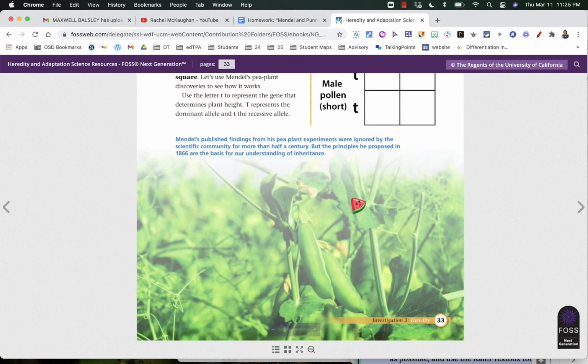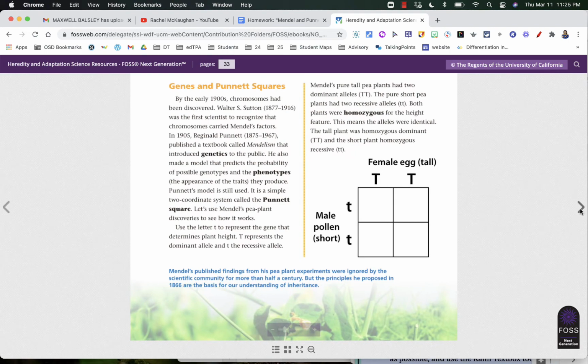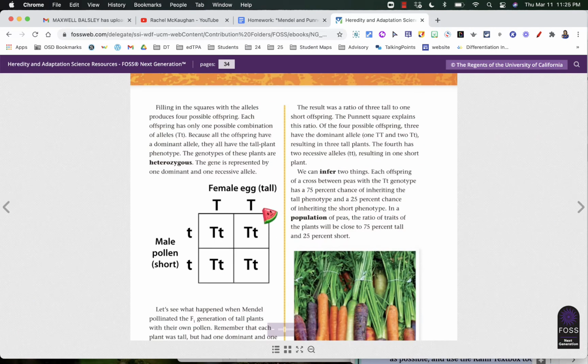So they're setting up our Punnett square. Now I want some peas. Filling in the squares with the alleles produces 4 possible offspring. Each offspring has only one possible combination of alleles, big T, little t. And there they all are. Because all the offspring have a dominant allele from mom, they all have the tall plant factor, they all have the tall plant phenotype. This is dominant, so this trait is going to be tall. The genotypes of these plants are heterozygous, one of each. Dominant allele, recessive allele. The gene is represented by 1 dominant and 1 recessive allele.